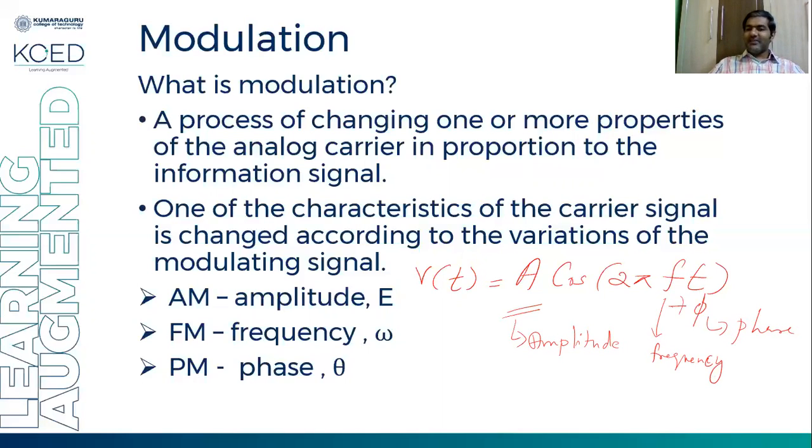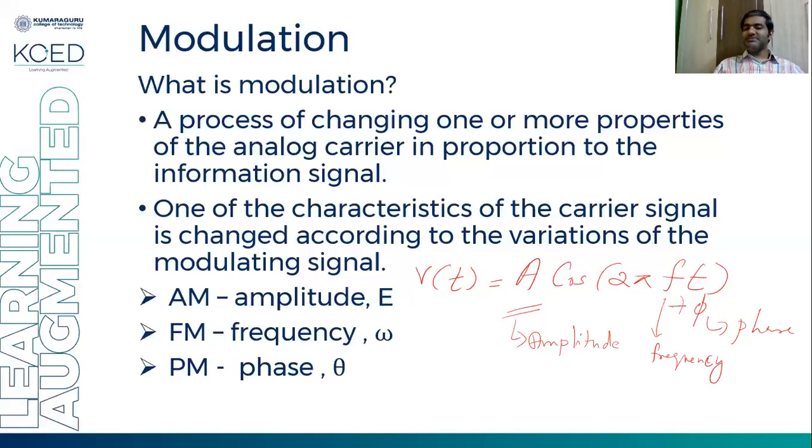So you can change three properties of your carrier: amplitude, frequency, and phase. If you are changing the amplitude of your carrier with respect to your message signal, it is called amplitude modulation. If you are changing your frequency f of your carrier with respect to your message signal, it is called frequency modulation. If you are changing your phase phi with respect to your modulating signal or message signal, it is called phase modulation. So either you can change your amplitude, phase, or frequency. Depending upon the characteristics you change, you got 3 different modulations.